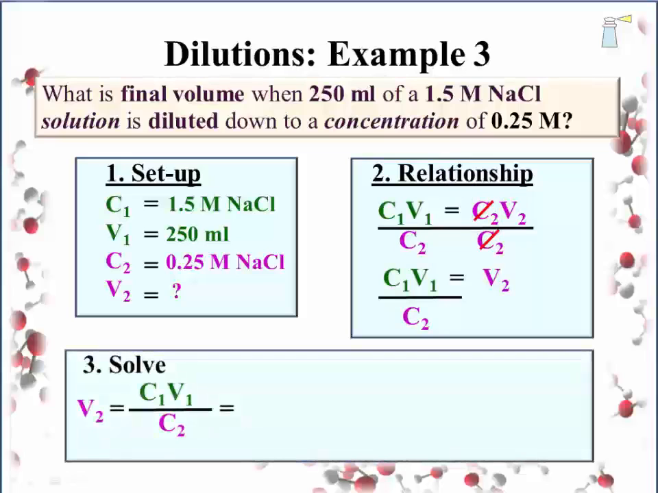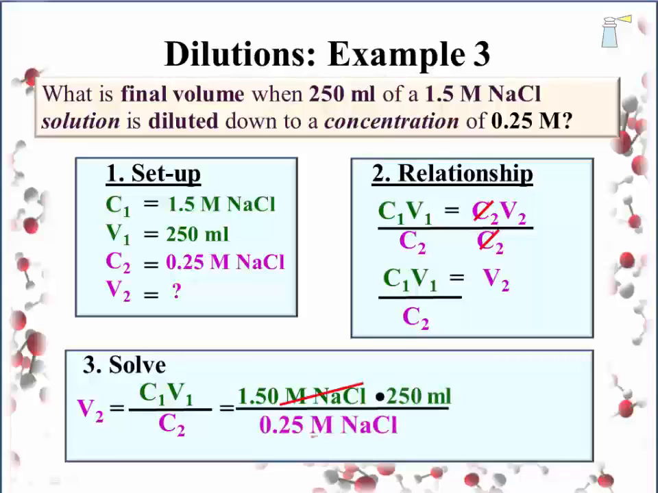Step 3 is the plug-and-chug part. Insert the values from the setup, C1, V1, V2. Cancel units and do the math. 1.50 times 250 divided by 0.25 is 1,500 mils. Some metric converting, and that comes to 1.500 liters. Dilute 250 mils to 1,500 mils, and the concentration will drop from 1.5 molar to 0.25 molar. And that concludes the material for this lecture.